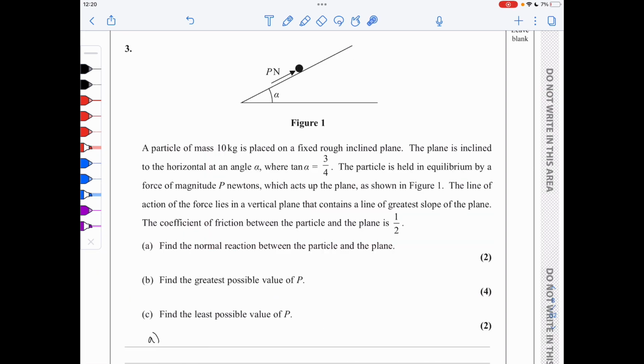In question 3, we've got the particle here. It has a mass of 10 kilograms. It's on a rough inclined plane. Tan alpha is 3/4, and it's held in equilibrium by a force of magnitude p newtons. We have been told that the coefficient of friction between the particle and the plane is 1/2. We need to find the normal reaction between the particle and the plane.